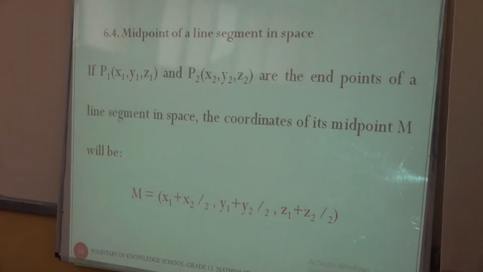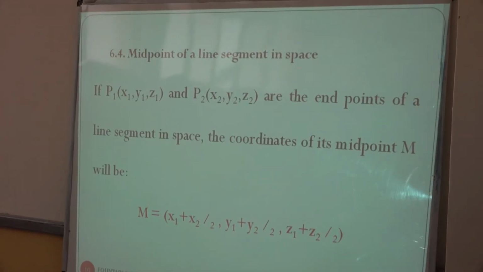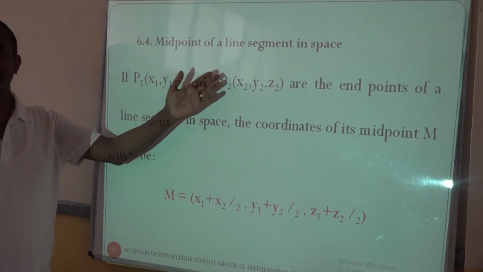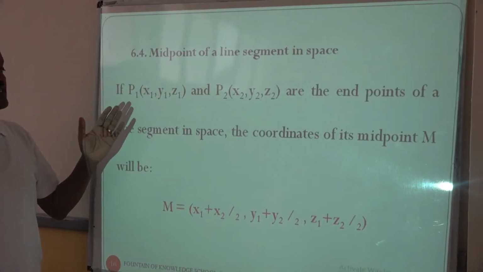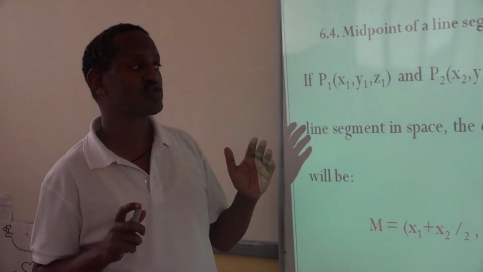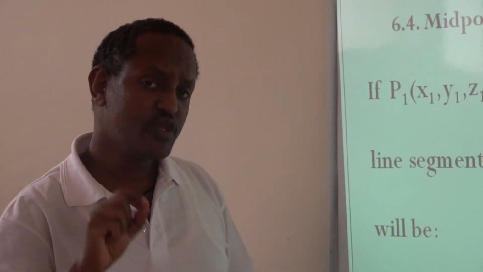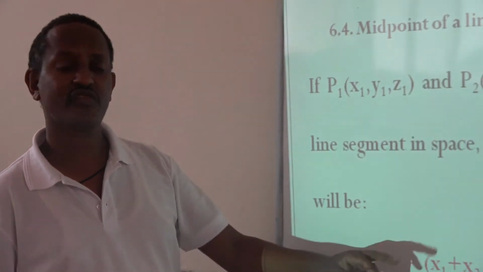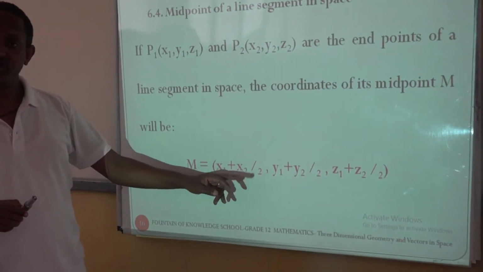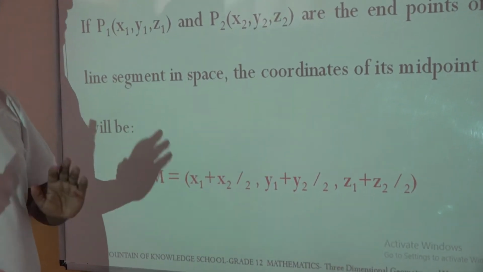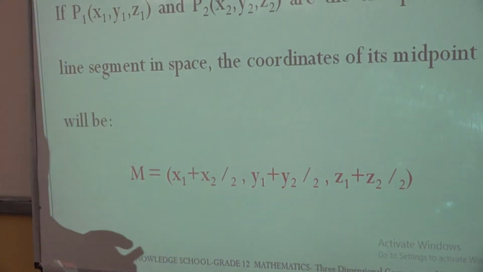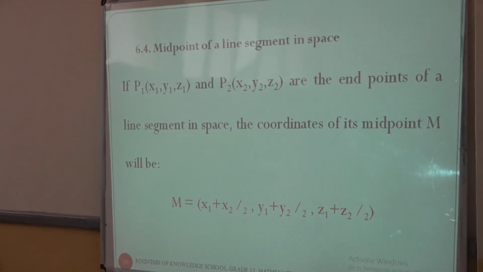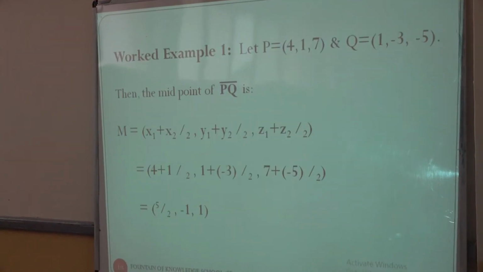Now, let's pass to 6.4, midpoint of a line segment in space. Suppose we are given 2 points P1 and P2 with coordinates x1, y1, z1 and x2, y2, z2. Now, the midpoint of the line segment joining these 2 points is given by the formula x1 plus x2 divided by 2, y1 plus y2 divided by 2, and z1 plus z2 divided by 2. This is the midpoint formula of 2 points in space.